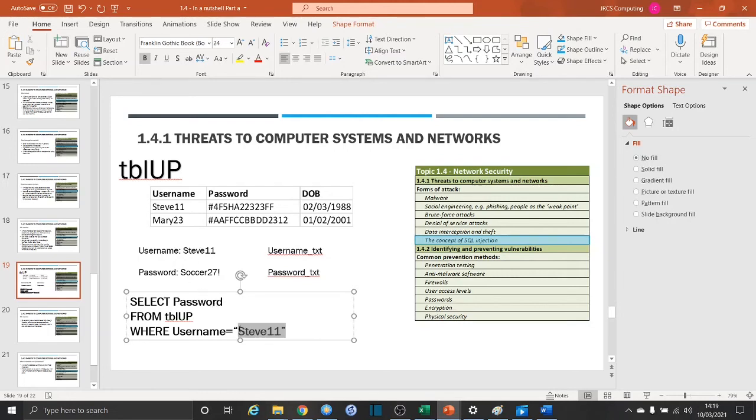But what if I could edit this? Instead of writing Steve11, what if I wrote something like this: where username equals, I put the quotes in, Steve11, or true. What if I actually wrote that in the box? What would happen is the SQL would read that, that would get put into here, and it would actually run this.